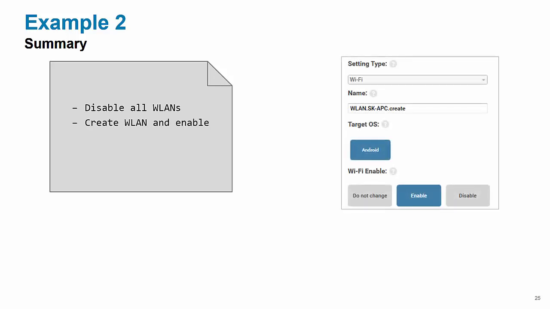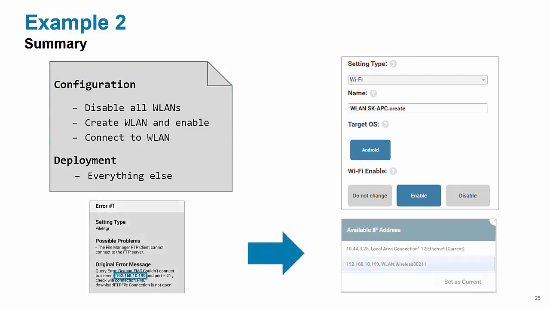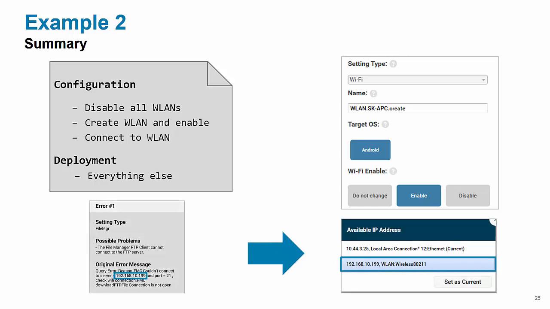Let's summarize by actually creating a good flow that gets the connectivity right. First, disable all WLANs. Then, create yours and specify Wi-Fi enable in it. Then, connect to it. All of this goes into the configuration section. It's as simple as this and saves lots of trouble. The only thing left to keep in mind is the right StageNow IP address, which you also see in the error message.